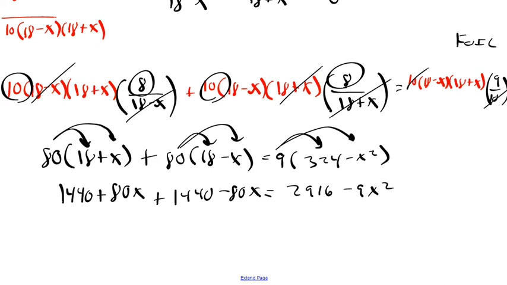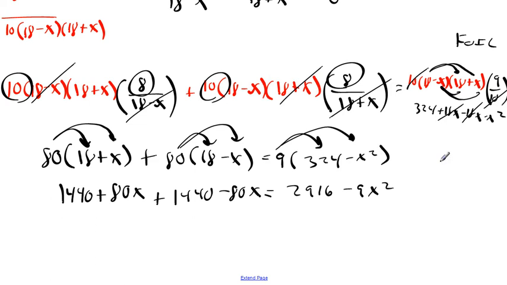If you need to pause it real quick just to make sure you get where we're at, I don't want you to keep going not knowing what we just did. I just did the FOIL right here. 18 times 18 is 324. 18 times x, positive 18x, negative x times 18, negative 18x, and then negative x times x is a negative x squared. Notice that the 18x and the 18x cancel out because one's plus and one's minus. So that's why I get 324 minus x squared.